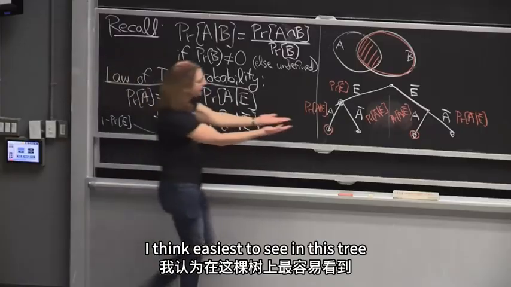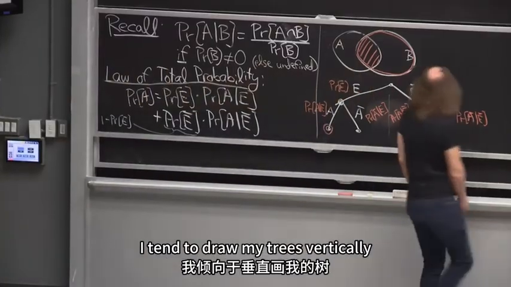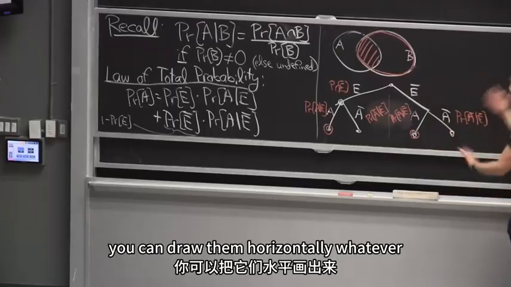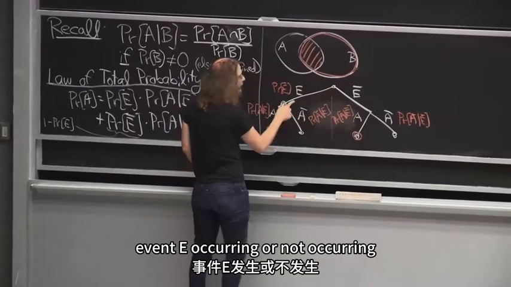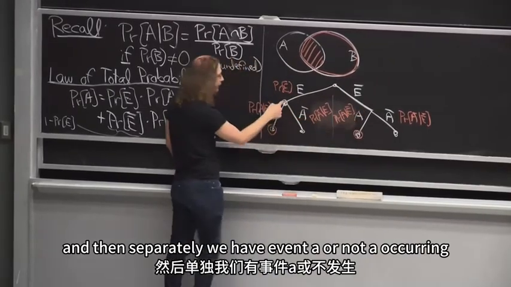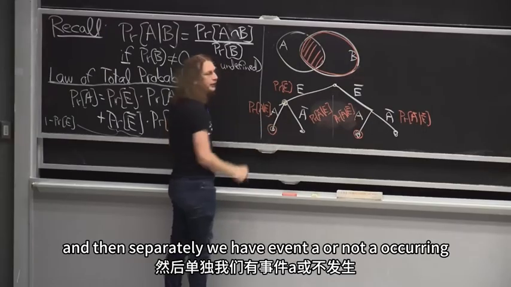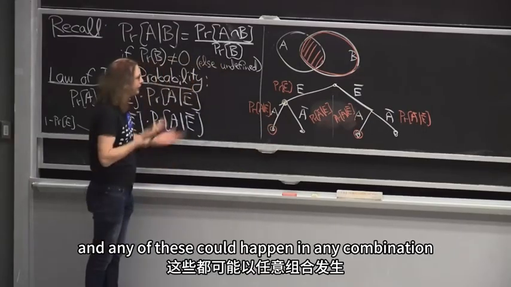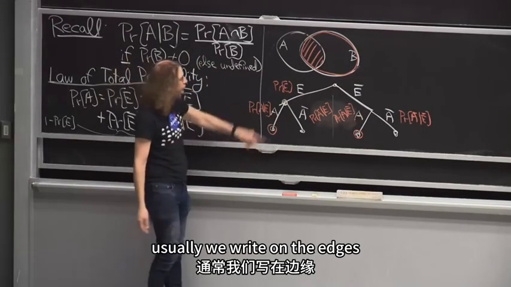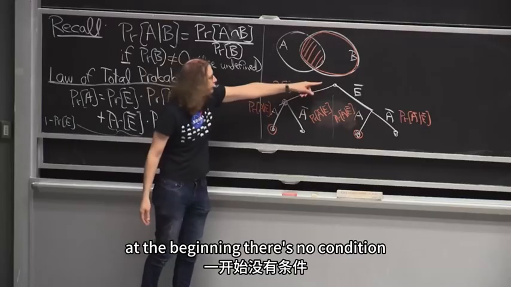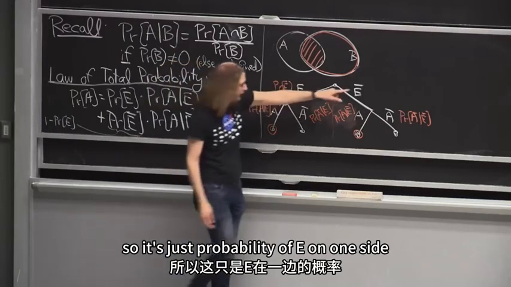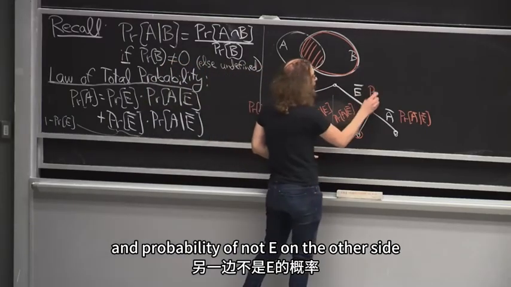I think it's easiest to see in this tree. I tend to draw my trees vertically; you can draw them horizontally, whatever. We have event E occurring or not occurring, and then separately we have event A or not A occurring, and any of these could happen in any combination. When we write down a tree, usually we write conditional probabilities on the edges. At the beginning, there's no condition, so it's just the probability of E on one side and the probability of not E on the other side.